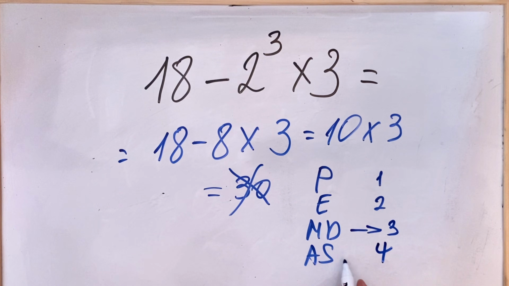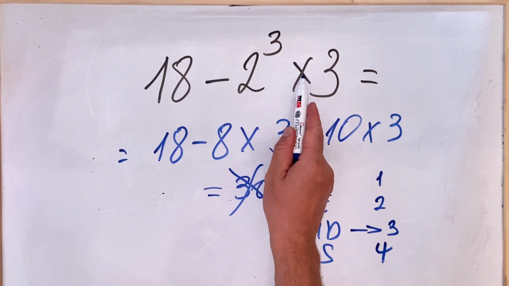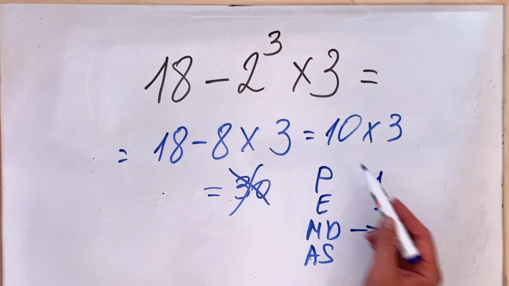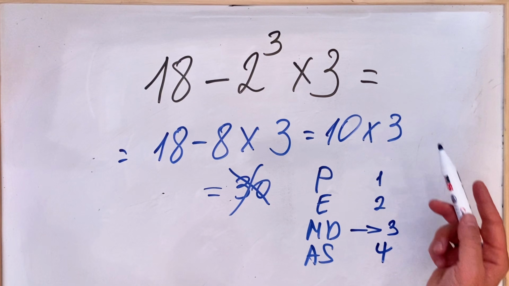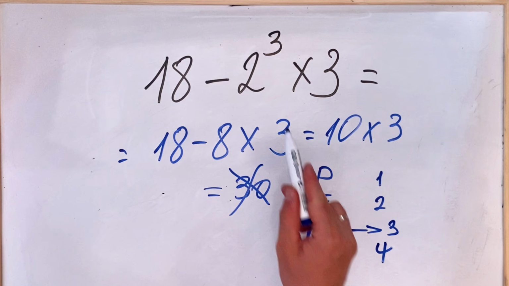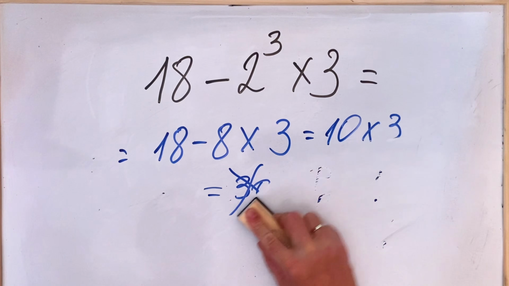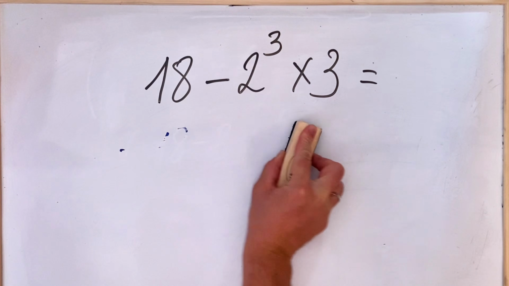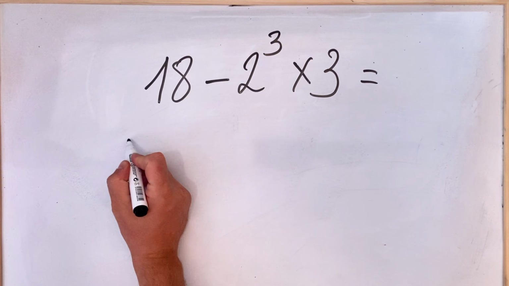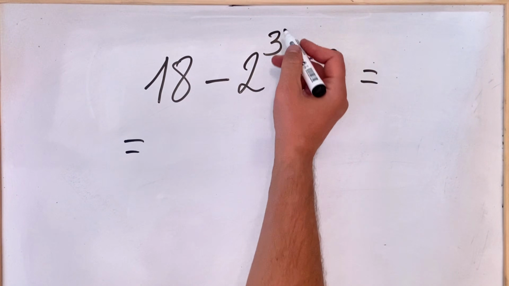In our case, what we need to do first is the exponents, because we don't have parentheses. Then we need to do the multiplication, and only at the last stage do we do the subtraction. So the right way to do it would be, first we do the exponents.